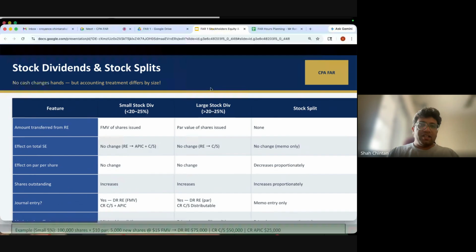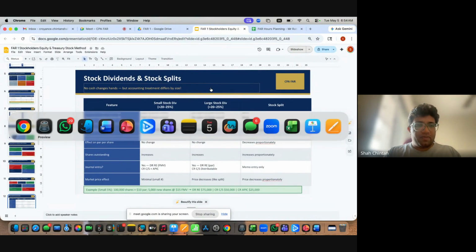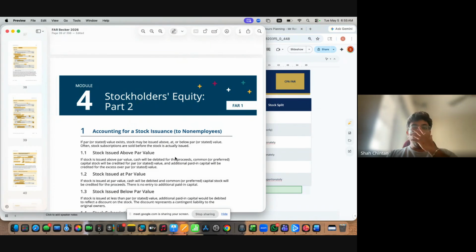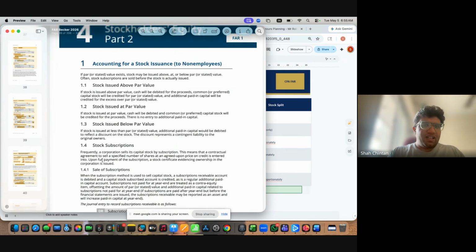चलो एक बार book देख लेते हैं, then we'll come to stock dividends. So let's quickly go through the book. First point, irrelevant, फटाफट से देख लेते हैं.